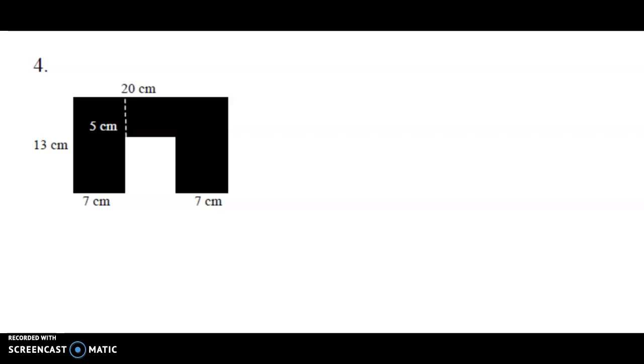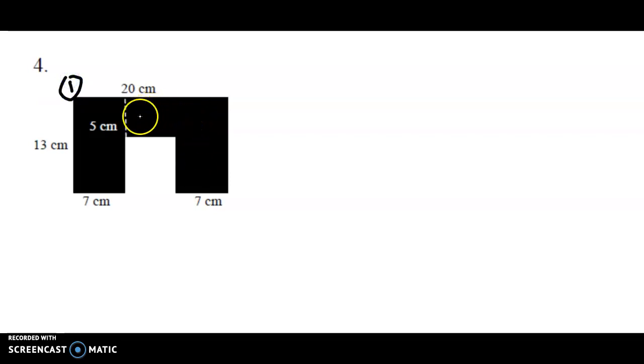All right, number 4. Number 4, this is the first one. We're going to have to divide this one on our own. So what you want to look at is what are the shapes that you see. And we see this rectangle right here. It's very obvious that that's a rectangle, so that's going to be number 1.